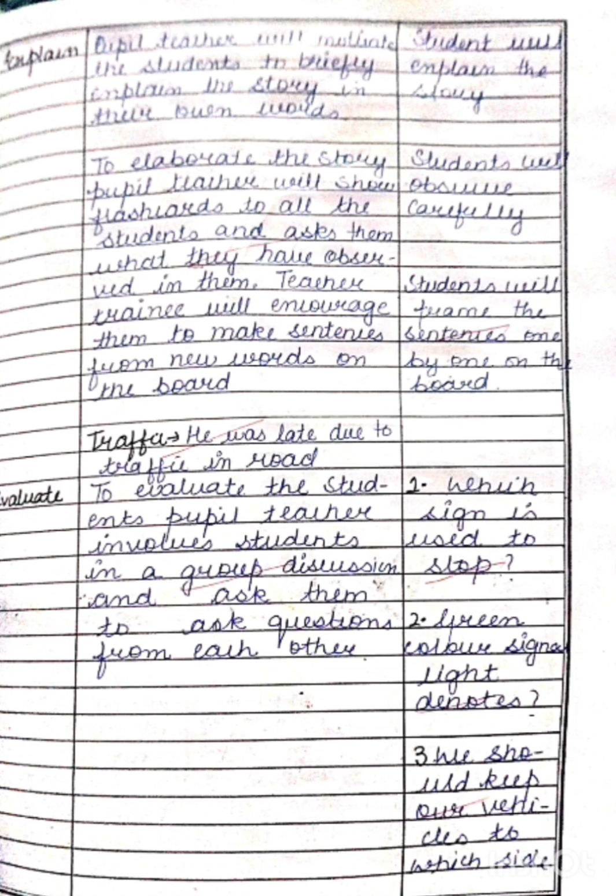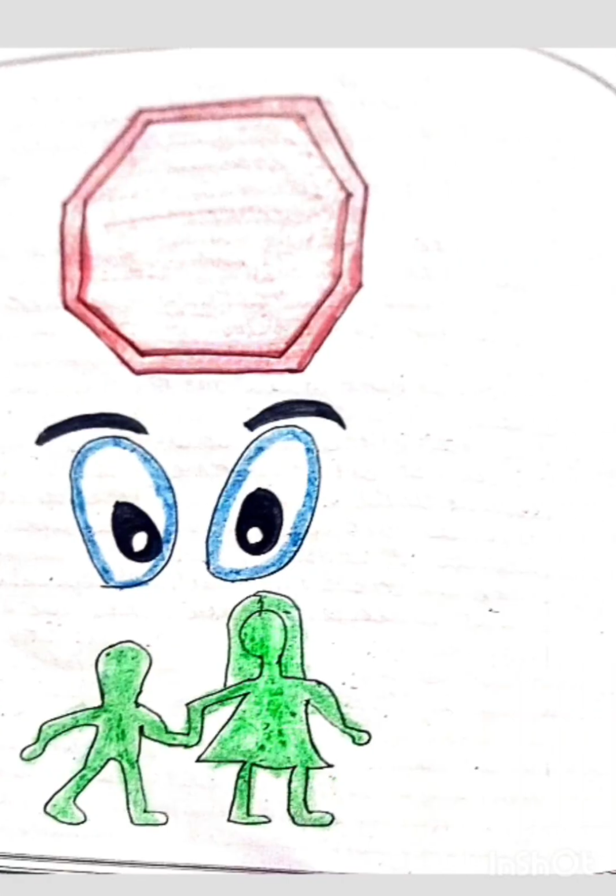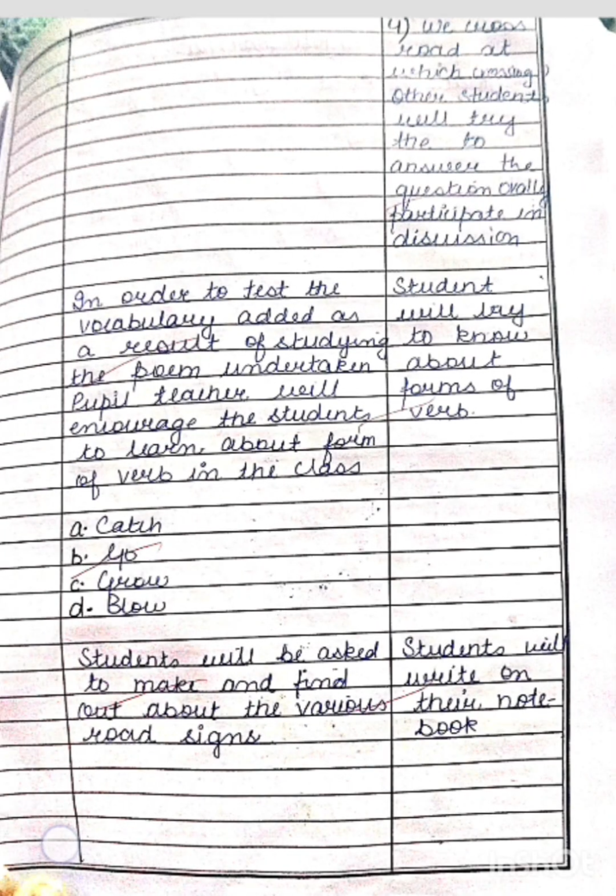Now this is the elaborate part where you evaluate the students. The pupil teacher involves students in a group discussion to ask each other a few questions. This is how students will ask questions: which sign is used to stop? Green color sign. तो आप यहाँ पे you have to write the answers. Side by side you have to write the answers.